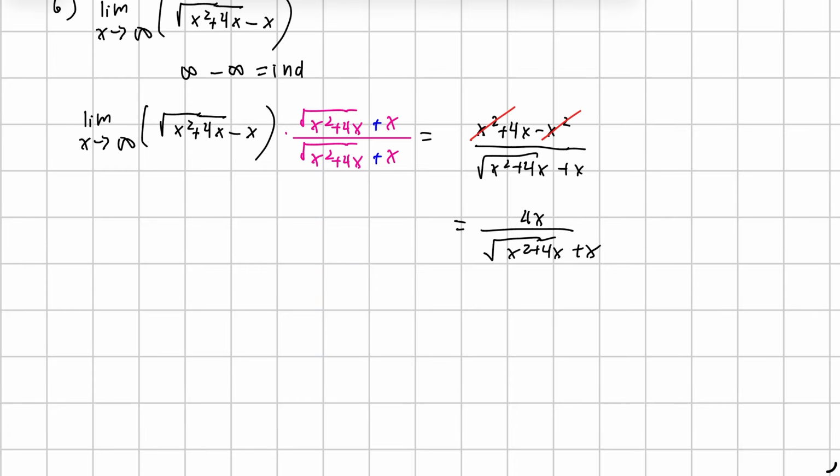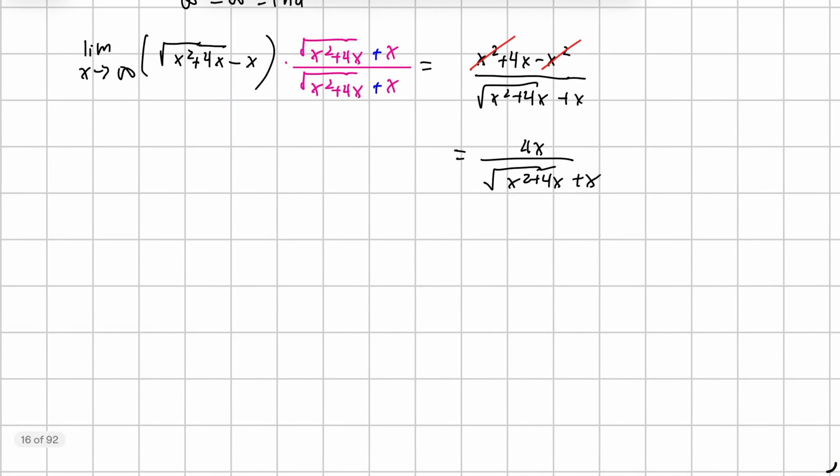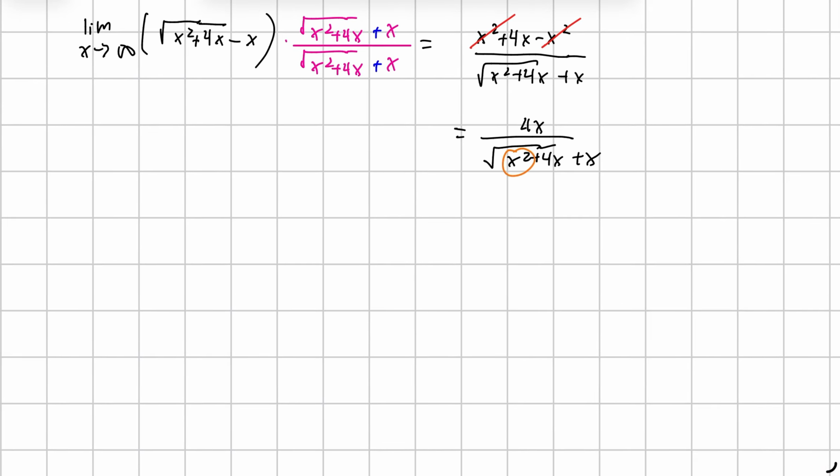Because that x squared canceled out. Next, we can factor out this x squared here. So if we do that, we can take that x out. We take the square root of x, it's just going to be x. And then we still have 4x up here. We have 1 plus 4 over x.